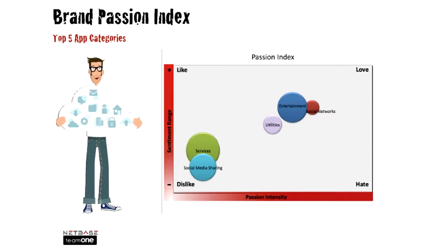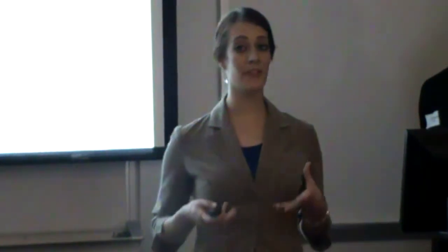Here we have our different app categories. So social networks and entertainment are very high. They're very positive on the scales. People are talking about those. They have a lot of passion for them. On the opposite end, we have social media sharing and services. These present an area that we could introduce a new application in to pull up the sentiment and have people talking about more positive things on social domains.